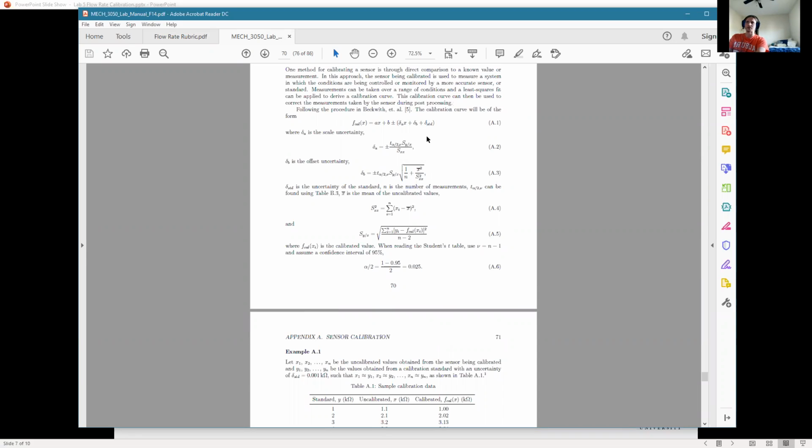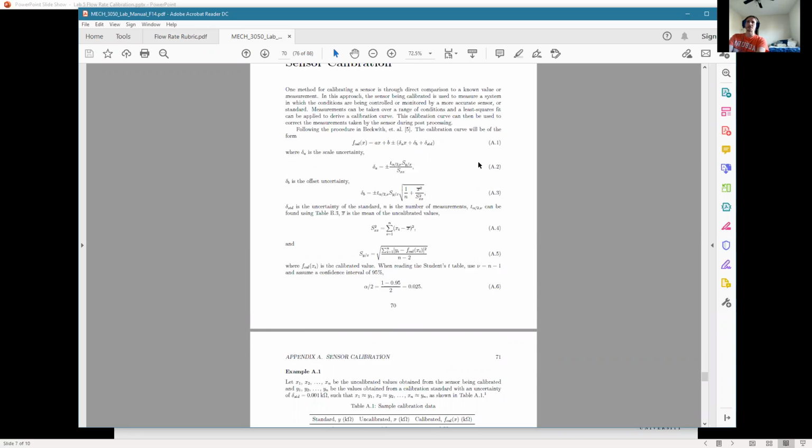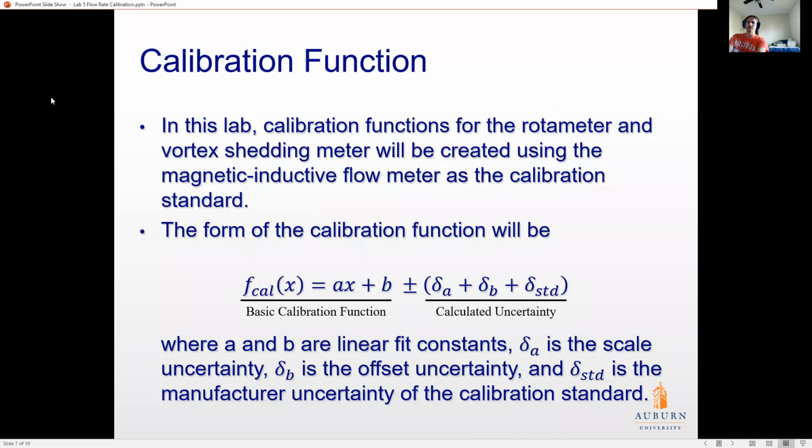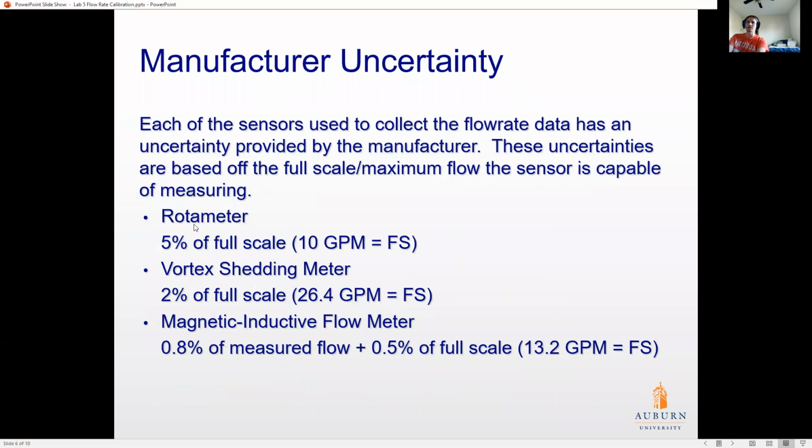All of these equations are also in the manual for the Lab 5 part of it, but this is an extra appendix where we go through the calibration. So I want you to compare this right here to what the manufacturer says the uncertainty should be. Again, this 5% of the full scale, for the rotometer, is going to be 0.5 gallons per minute.